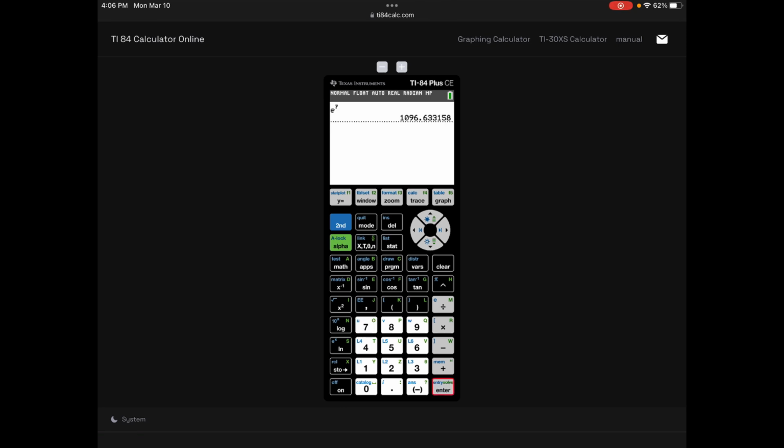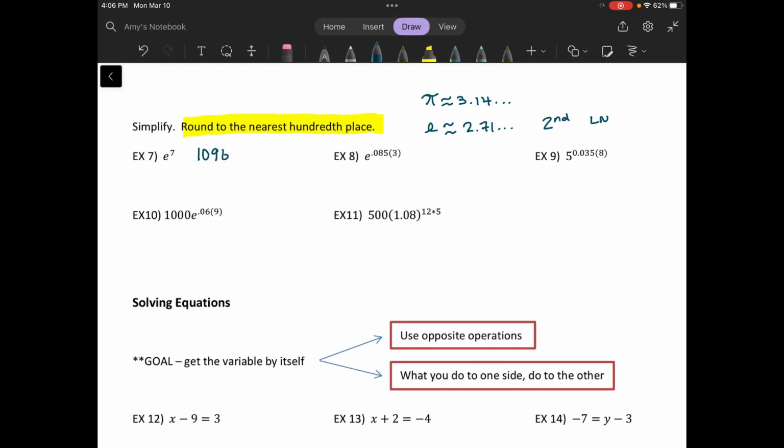So we're going to get 1096.633. So the hundredths is this number. We want to look to the right. It's less than 4, so that means we can let it rest. So 1096.63. So you always want to go one space more than what you're rounding to.